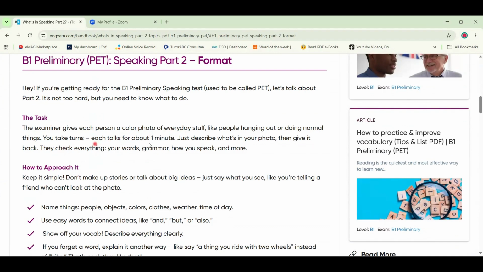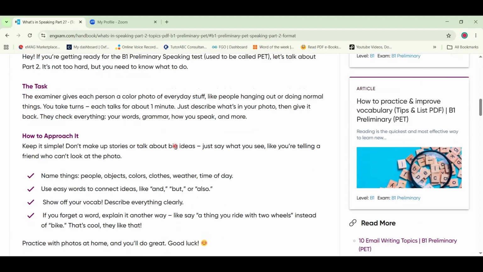The website explains that you do not need to invent a story. You simply describe what you can see in the picture. For example, you should talk about the people, the place, what people are doing, the objects, the clothes, the weather, and the atmosphere. The page also gives a very useful communication tip.